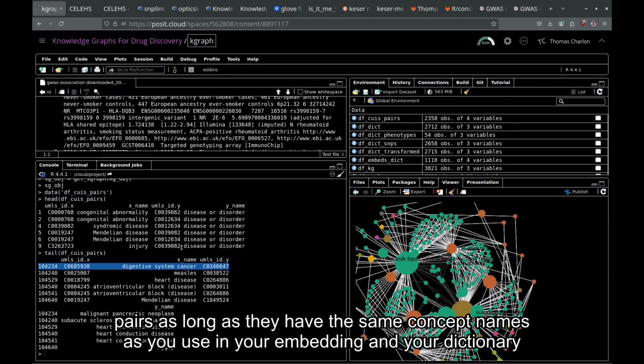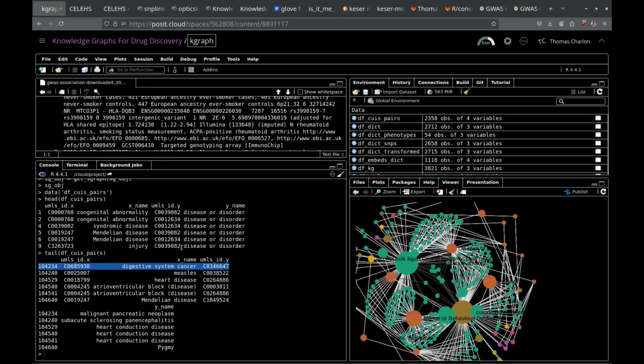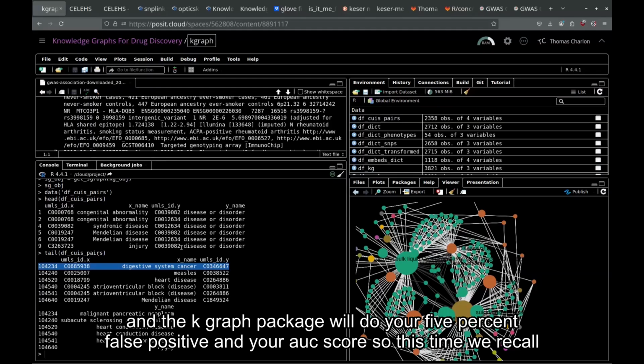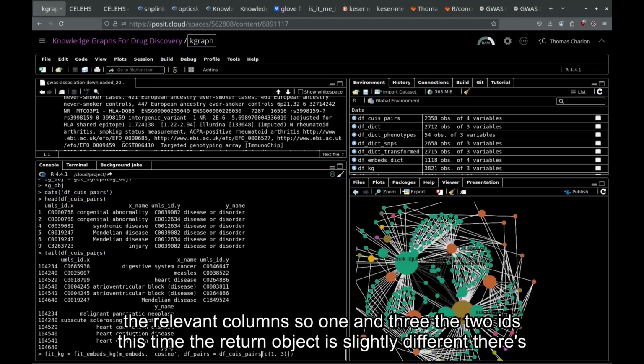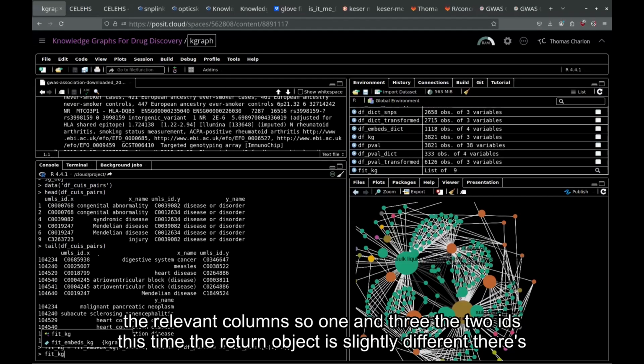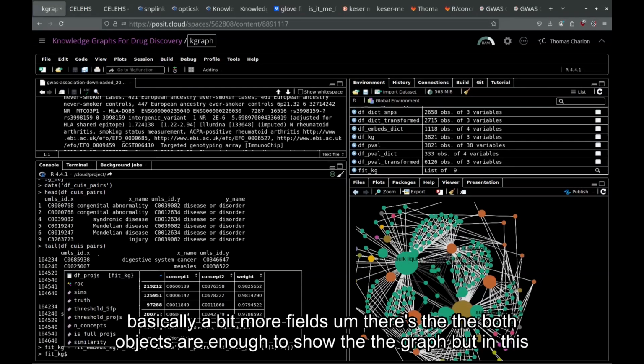You can create your known pairs as long as they have the same concept names as you use in your embedding and your dictionary. And the kgraph package will do your 5% false positive and your AUC score. This time we call the same function, fit embeds kg, as previously, and we add the pairs parameter, and we select the relevant columns, 1 and 3, the two IDs. This time the return object is slightly different. There's basically a few more fields.